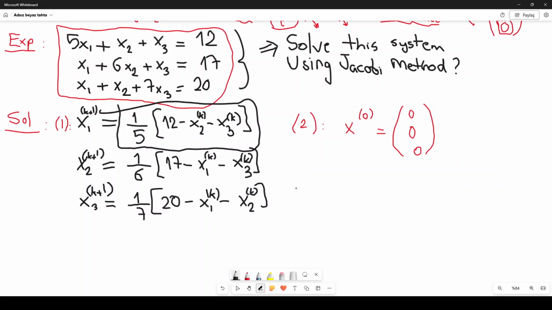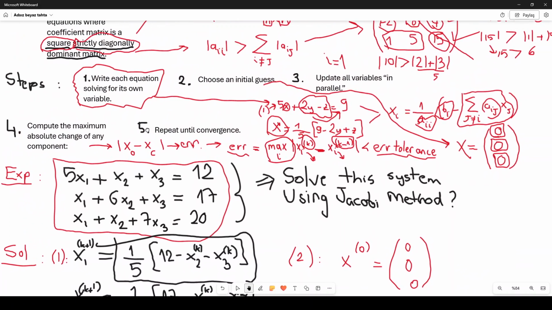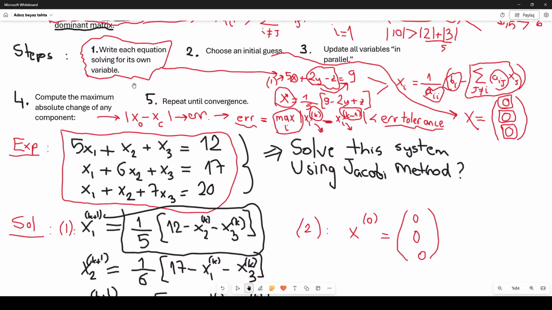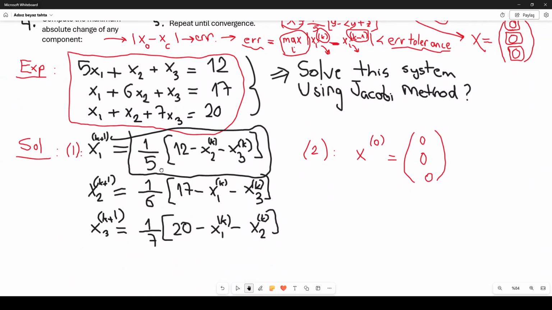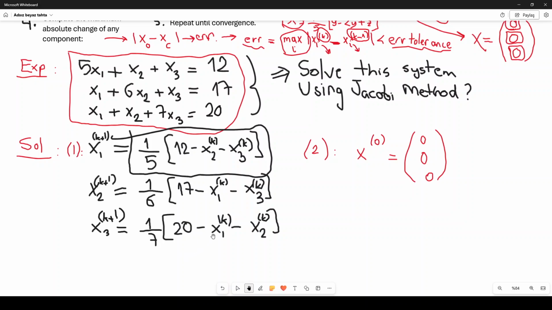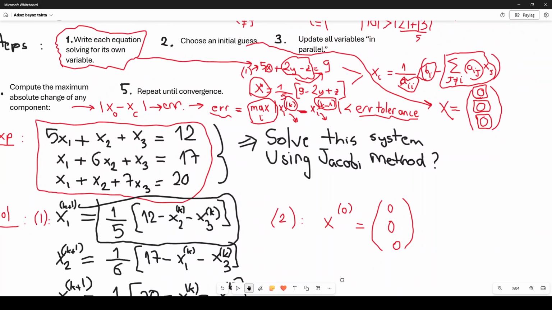Well, now it is time to start this iteration process, and the second step to take is what? So this is the first step, right? Remember, we have 5 steps to follow. The first step is to write each equation with respect to the unknown variables. So in each equation I isolate one unknown variable and move the others to the right hand side and pave the way for the start of the iterations. And the second step is to choose an initial guess.